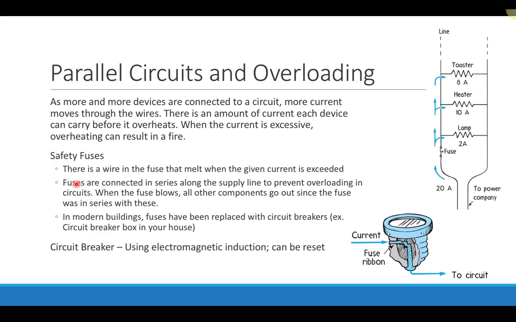Safety fuses are not used nearly as often in houses, but a safety fuse is a little different than a circuit breaker. Once the safety fuse is broken, you have to put a new fuse in. If you have a fuse in the circuit, it might look something like this. There's a wire inside that fuse that melts when too much current flows through it, and the fuse is in series with the power supply and all those components. So if that fuse were to melt, the power can no longer get to those components. The fuse is put in series with the supply line to prevent overloading of the circuits.